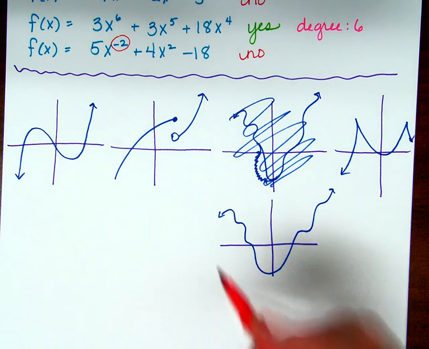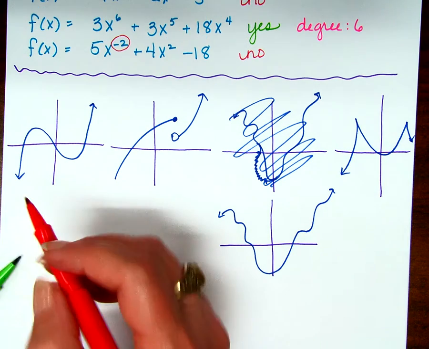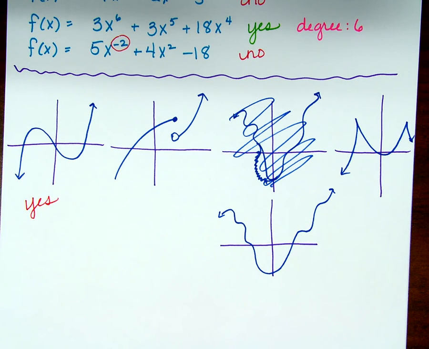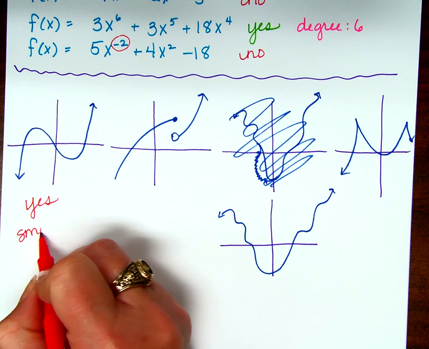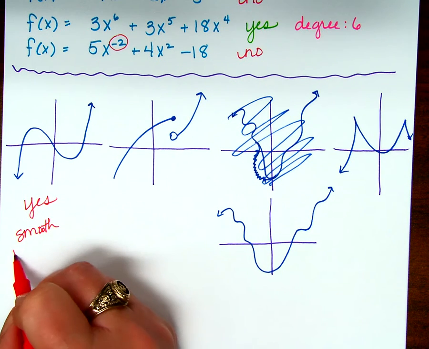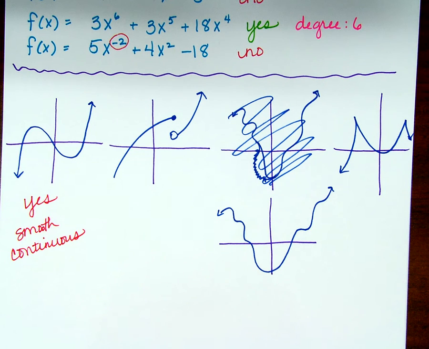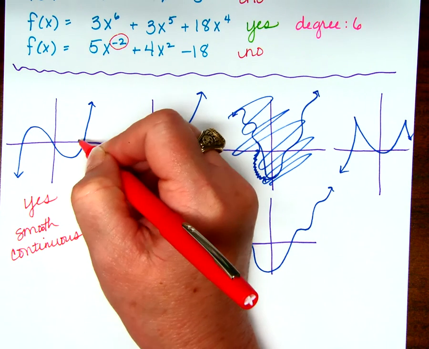So I'm going to tell you this first one. What do you think? Is it a polynomial function or not? Yes. In fact, it looks like a function we've studied before, doesn't it? So I'll give you a start. This is a polynomial function because it's smooth and it's continuous. You remember what continuous means? It means there's no breaks. And smooth means it's rounded here and here, right?